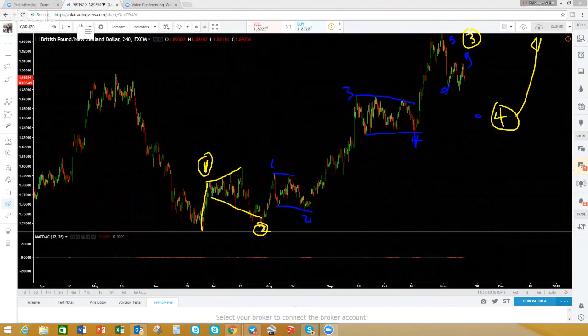So if you do not know where you are in the cycle, you're gonna think this is done now. You're supposed to go down. No, what you're gonna have here is just a big correction to complete wave 4 before you get a wave 5.